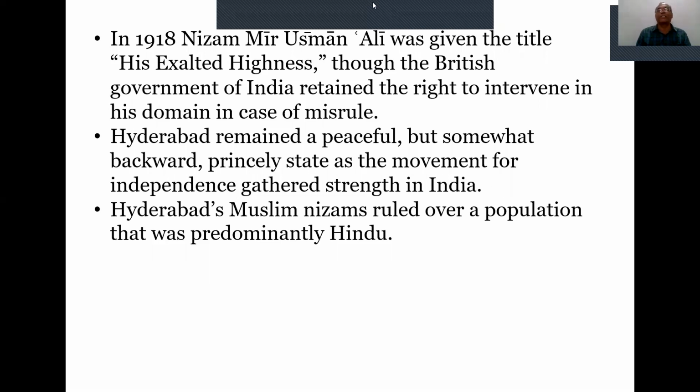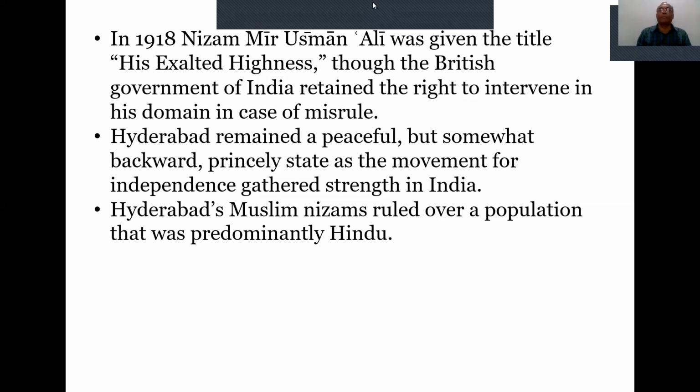So in the initial stages, they gave him freedom. In the second stage, they even said that if you misrule, we will intervene. We have the right. But at the same time, they also gave him a title, which means His Exalted Highness. So you can just see slowly how the British were taking control of the Nizamian provinces.